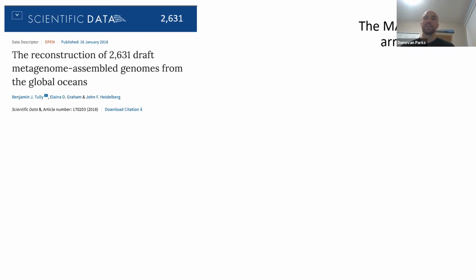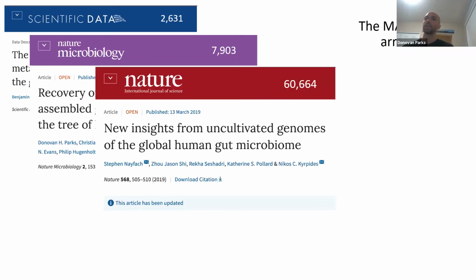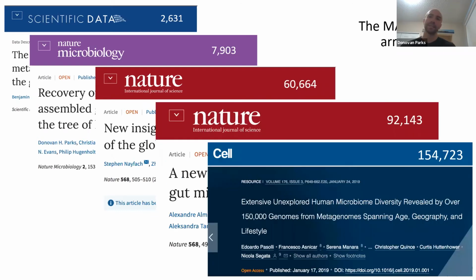So this, for example, is a paper published in 2018 by Tully and his colleagues, where they recovered about 2,500 MAGs. This is a paper by myself back in 2017, where we recovered about 8,000 MAGs. And then there was a series of papers in 2019, all looking at the human microbiome, where they're literally pulling out tens of thousands of MAGs and showing that these represent 10 or 20,000 new species that are yet to be described in a formal sense by science.